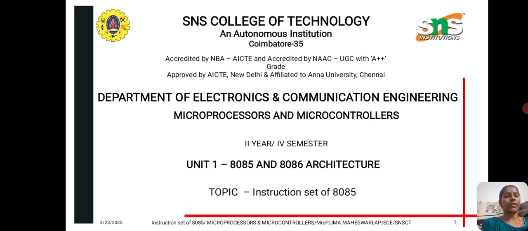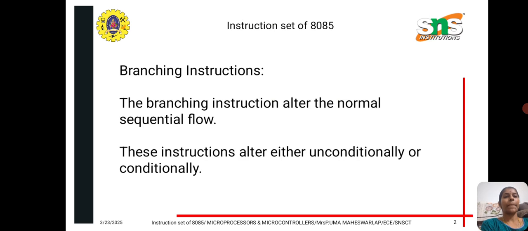We are going to discuss the topic of the instruction set of 8085. In the previous video we saw the 8085 architecture, the 8086 architecture, and the difference between them. Here we'll look in depth at the concept of 8085, that is, the instruction set.